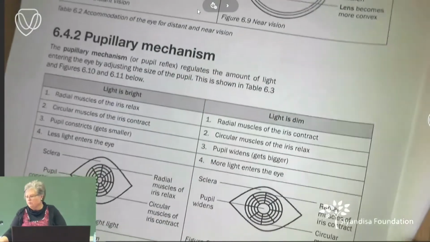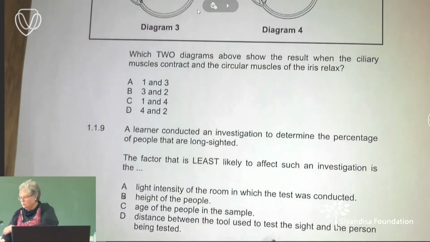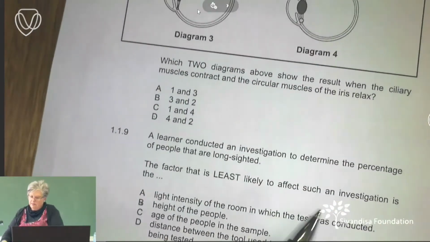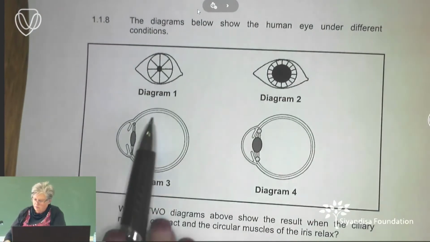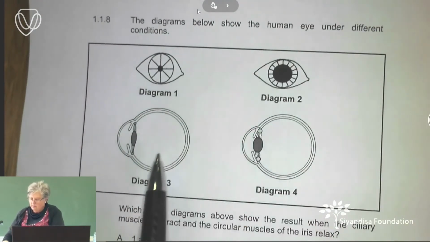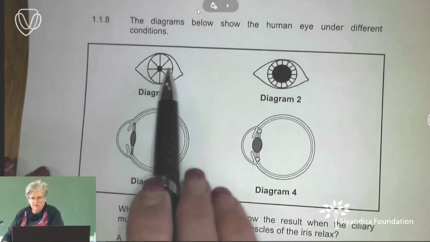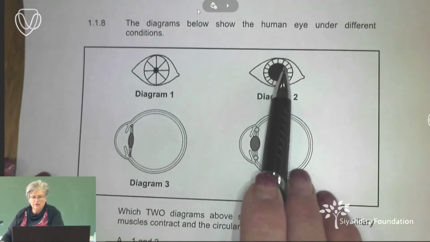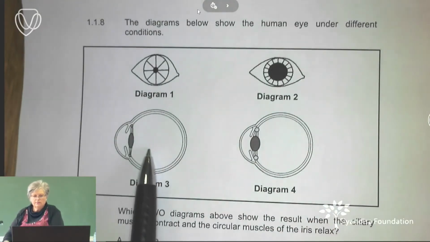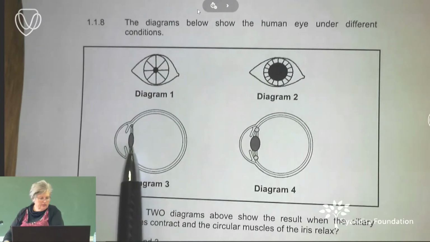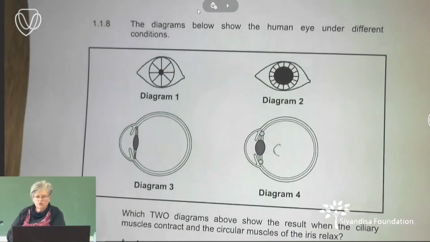Now, often in a question paper, they ask the question like this. They will say, the diagram below shows the human eye under different conditions. Diagram A, diagram B, diagram 3, diagram 4. What is this one? This is day vision. What is this one? Night vision. How do I know it? The size of the pupil. What is this one? Far vision. What is this one? Near vision. How do I know it? Because this is more convex.